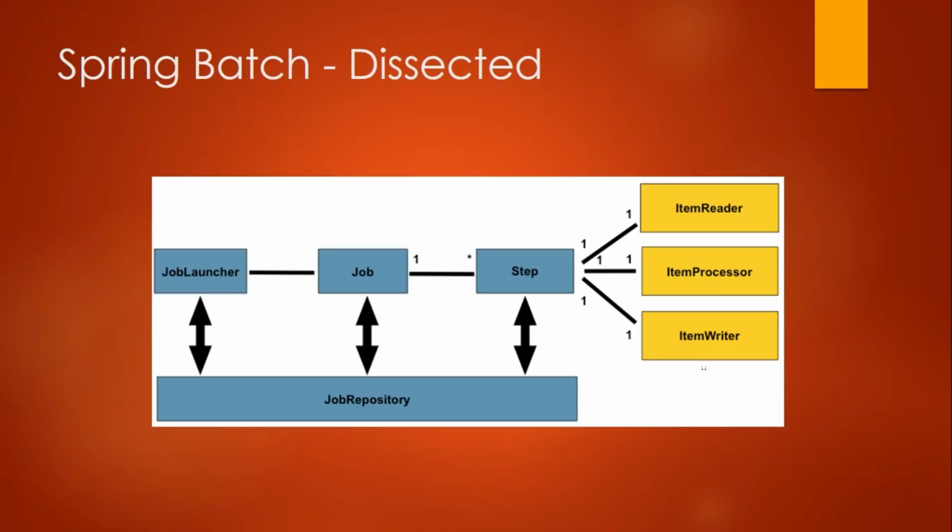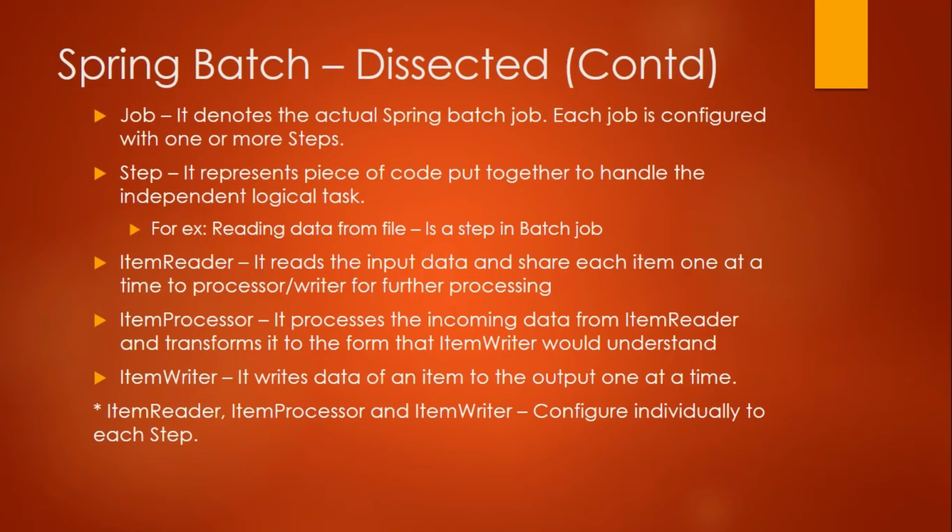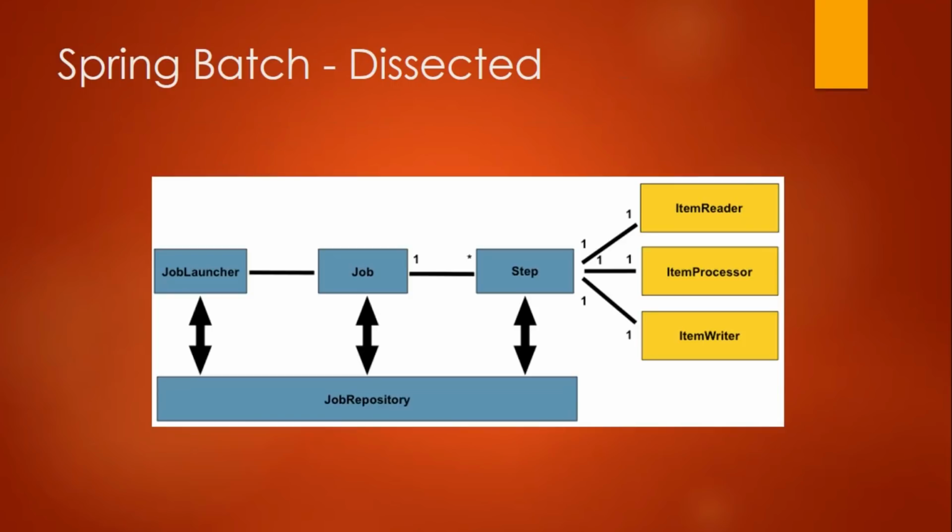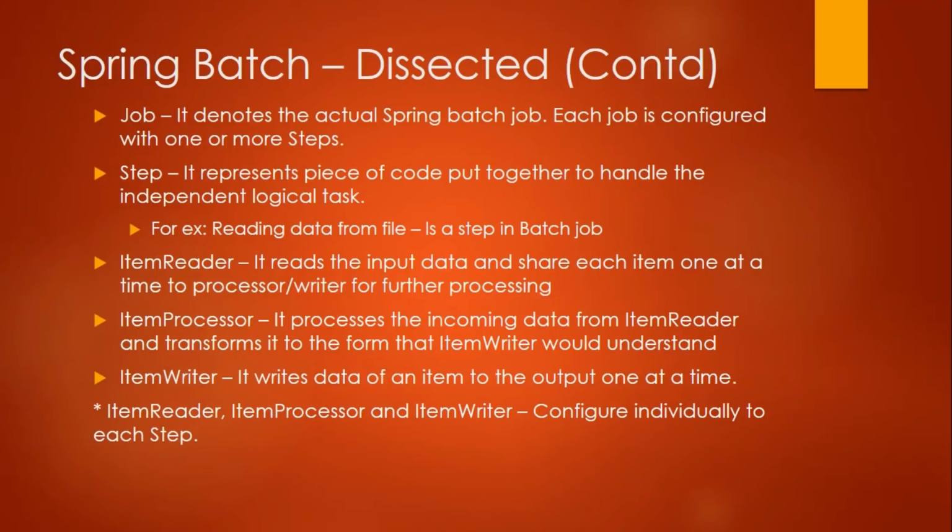So I will just go through the definition given in Spring documentation. Okay, so what is a job? As I already told you, a job is nothing but your batch job which you created to perform a specific task, and each batch job has to be configured with one or more steps. As I already told you, it can have even a single step, or it can have multiple steps, and each step will take care of different tasks.